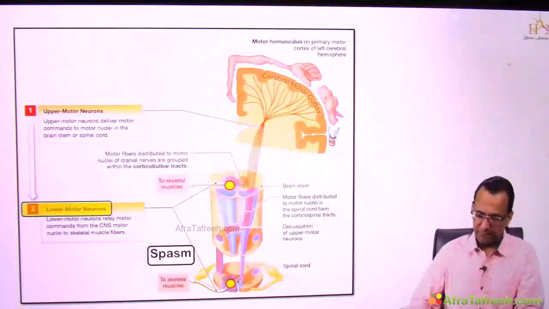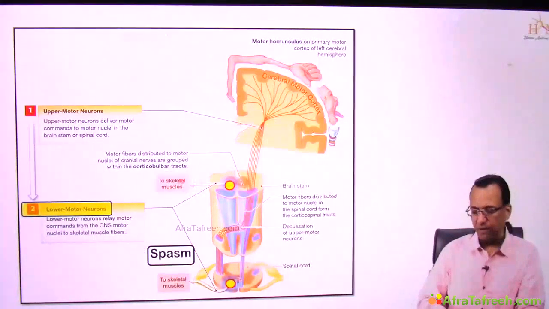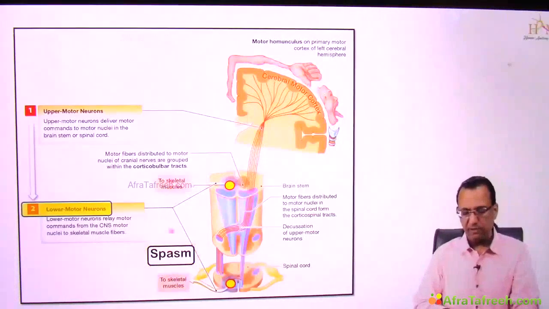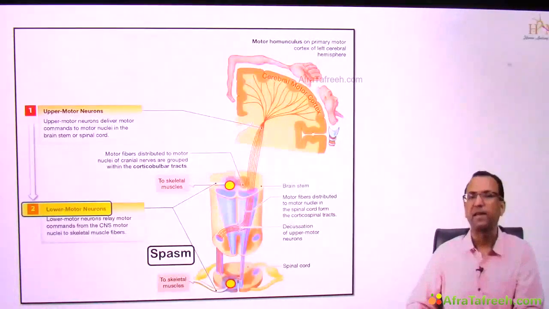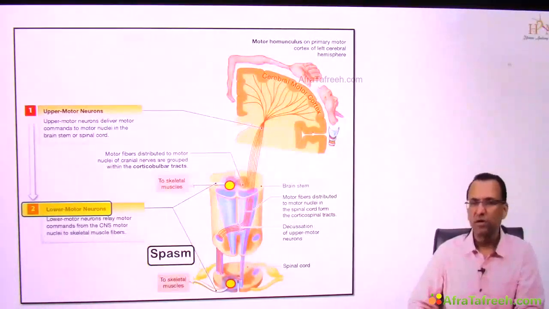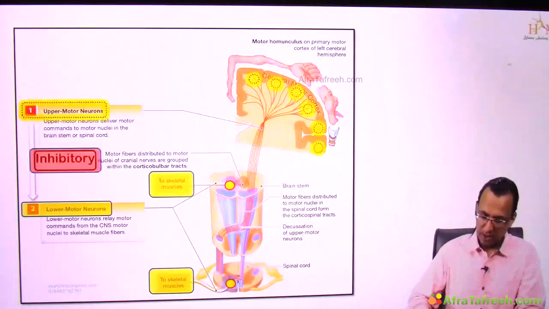So what will happen if I let them free to fire frequently? If you let the lower motor neuron free to fire frequently, then they will take the muscle to spasm. There will be spastic paralysis. They must be inhibited. They must be modulated by the upper motor neuron.